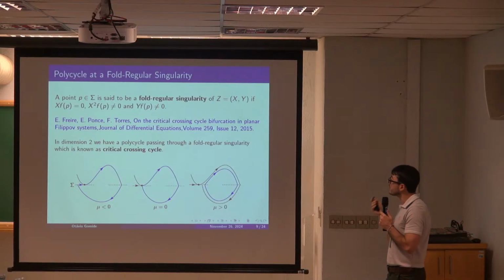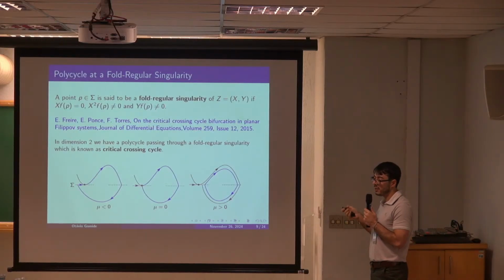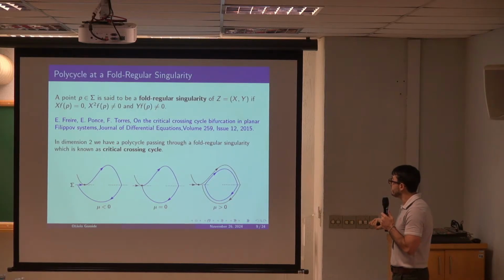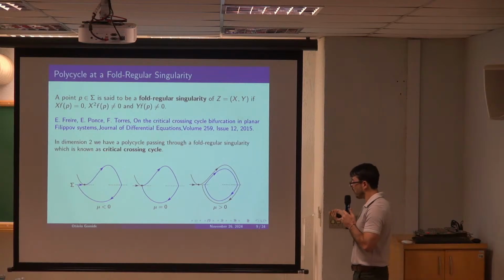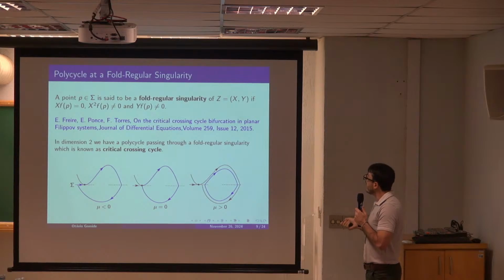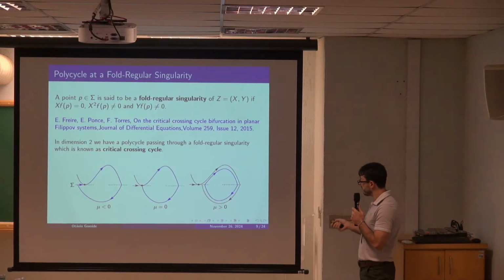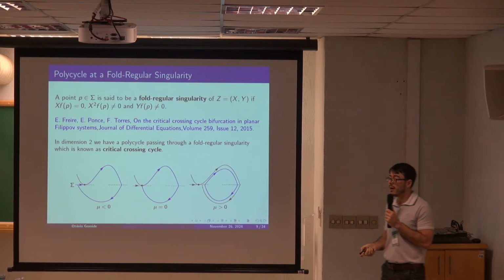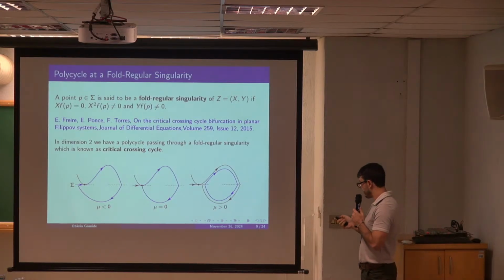In this paper, the authors provided the study of a global connection, a kind of homoclinic-like connection, passing through a fold regular singularity in dimension 2. And they provided a generic unfolding of this polycycle, which is given by this figure. When we have a one-parameter family passing through this critical crossing cycle, which is the name by which this cycle is known, when we increase the parameter to mu greater than 0, we have the polycycle transforming into a hyperbolic crossing limit cycle. And when mu is smaller than 0, we have a sliding orbit, a closed sliding orbit. So here we have this bifurcation diagram.